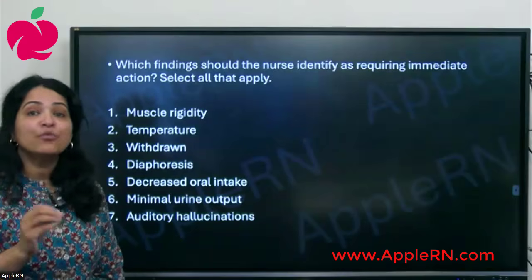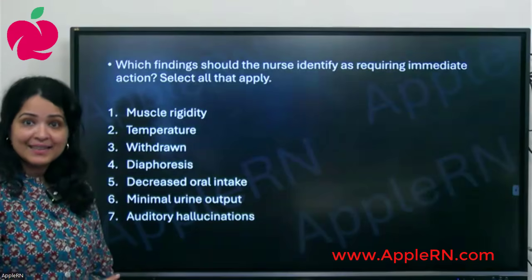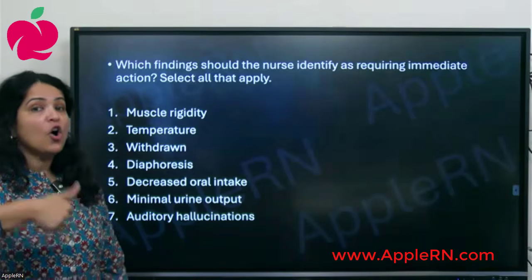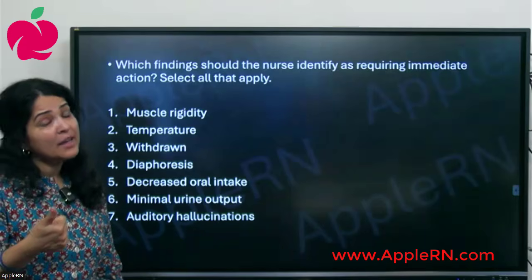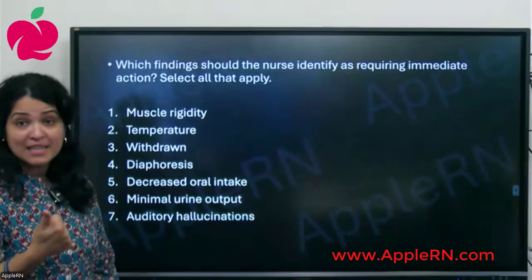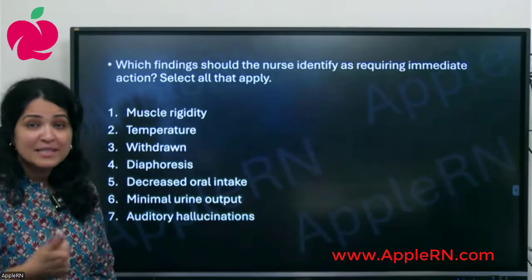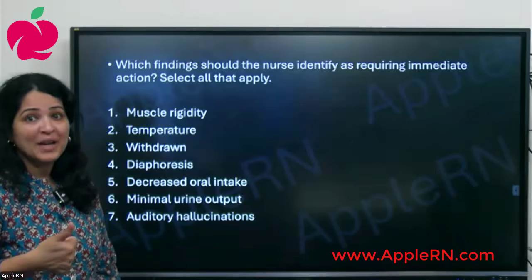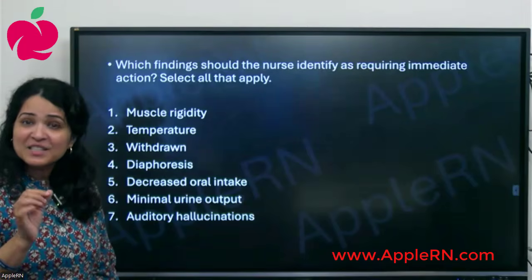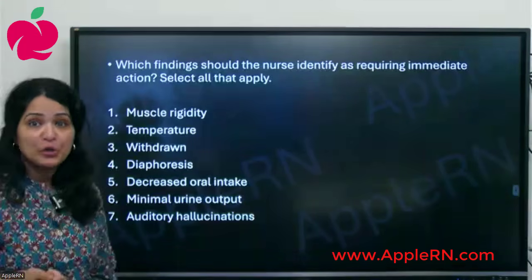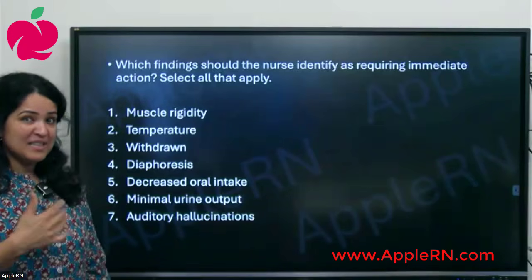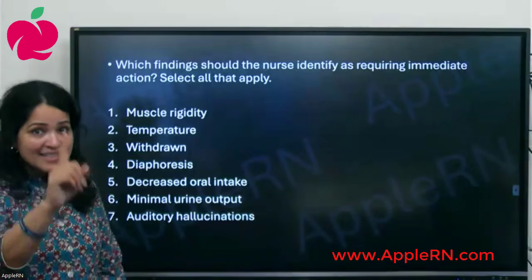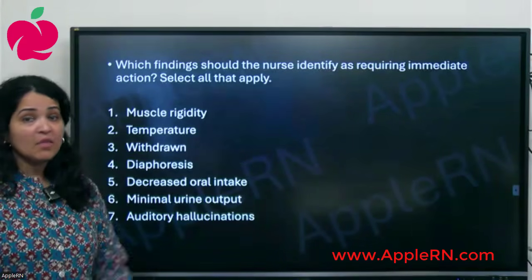So I need to figure out, of these 7 things, what is something which is expected, or I know it's going to happen, or has always been there with this client. Is that going to be an immediate concern for me? No, right? So what is going to be the immediate concern for me? Something which is new, something which tells me there is something going on which was not there before. That's the one I will be worried about.